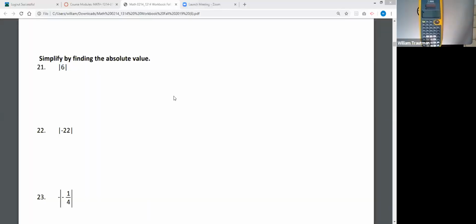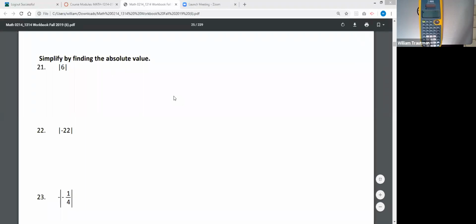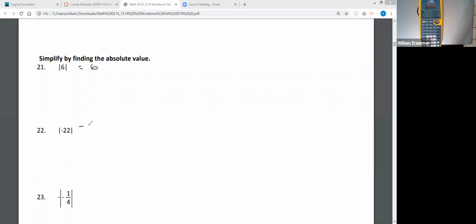I know on the graphing calculators it has it there. So the absolute value of 6 is 6. Whatever number's in there comes out as a positive. Absolute value of negative 22 is a positive 22.